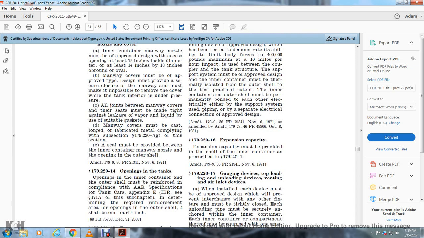179.220-16 Expansion capacity. Expansion capacity must be provided within the shell of the inner container as prescribed in 179.221-1.